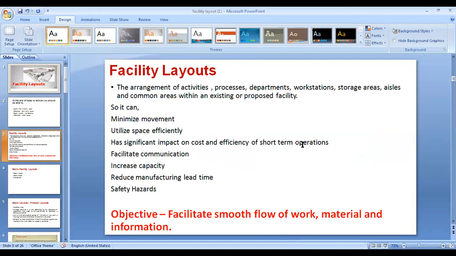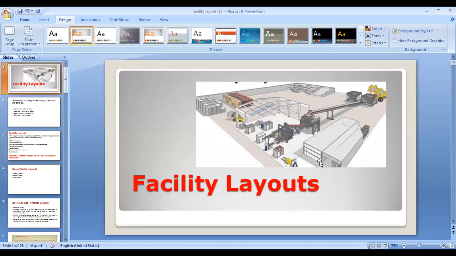So a facility layout is the arrangement of activities, processes, departments, workstations, storage areas, aisles, and common areas within an existing or proposed facility. So what is meant by a facility layout? Simply it's the arrangement of activities or the processes in a particular facility. For example, look at this picture. In this picture, you all can see there are aisles in between. Can you all see how this facility layout looks like?